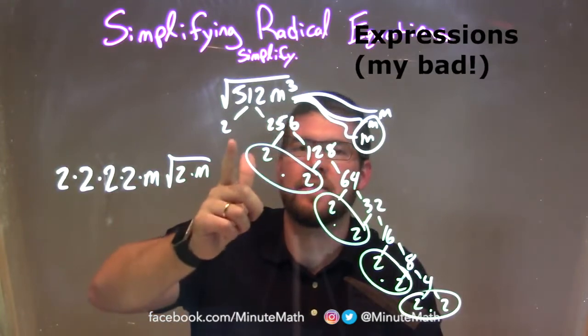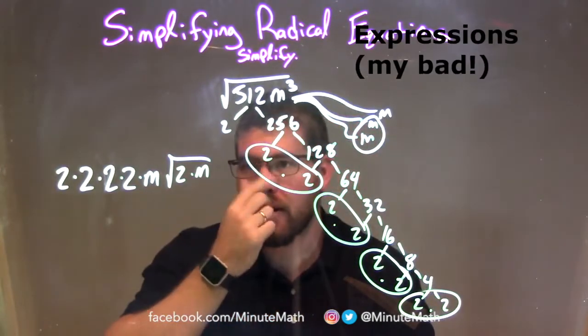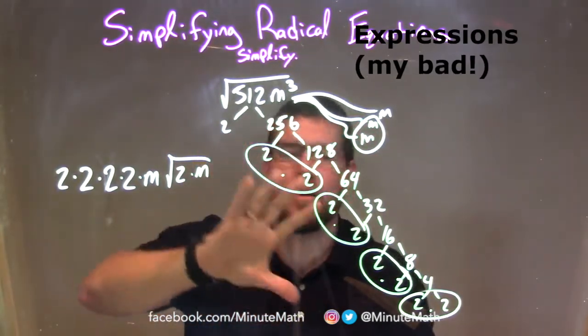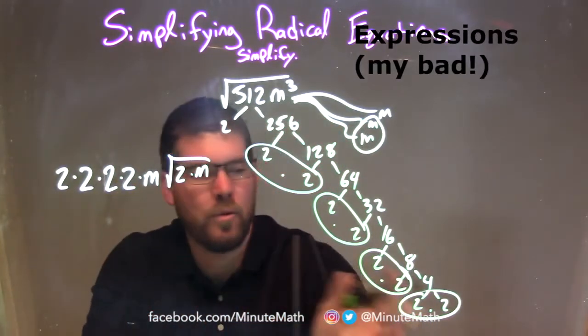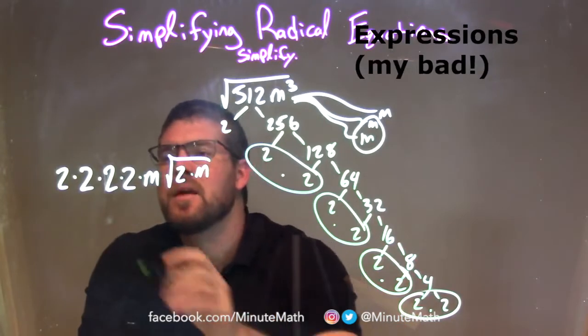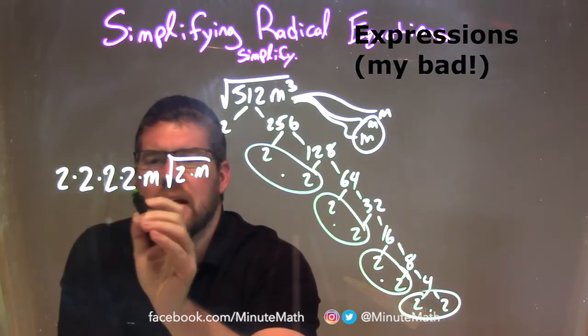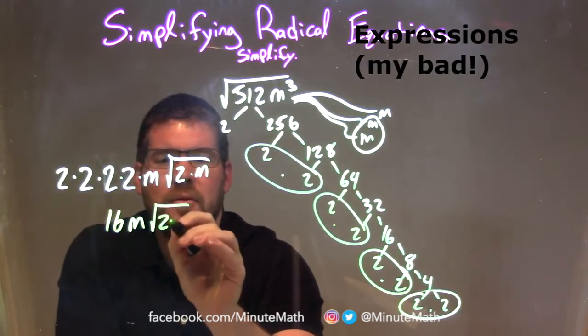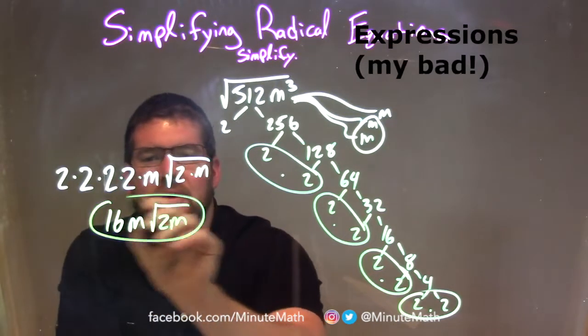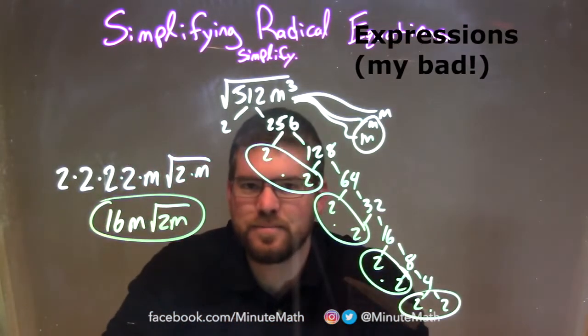All right, what's left on the inside was the singles that were not paired up, and then the pairs combined to be on the outside, right? Because each pair represents one number on the outside. So 2 times 2 is 4, times 2 is 8, times 2 is 16. So we have 16m on the outside, times the square root of 2m on the inside. And that is our final answer, simplified.